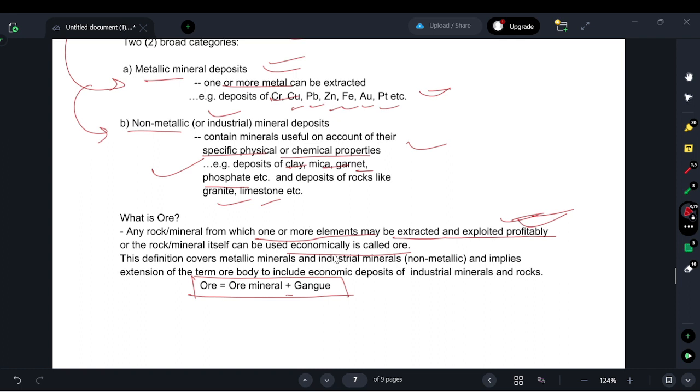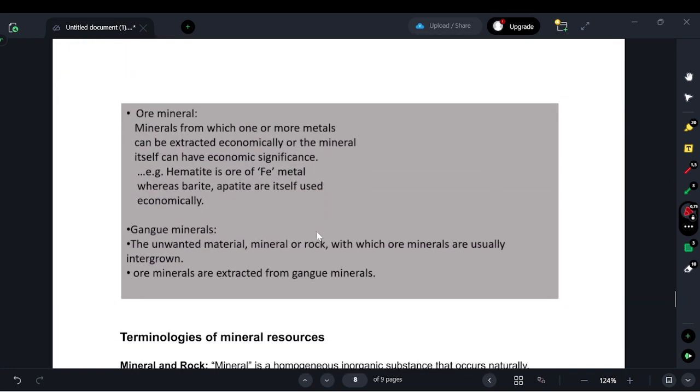And they both coexist. So if you are getting any ore mineral, you will obviously get the gangue. It's an impurity in the ore. So here we have written the definitions of ore mineral as well as gangue mineral. So what is the ore mineral? It can contain one or more metals that should be extracted economically, or the mineral itself should have economic significance.